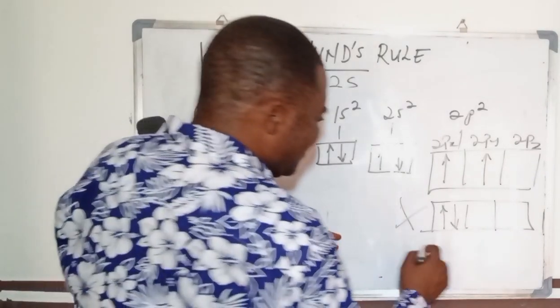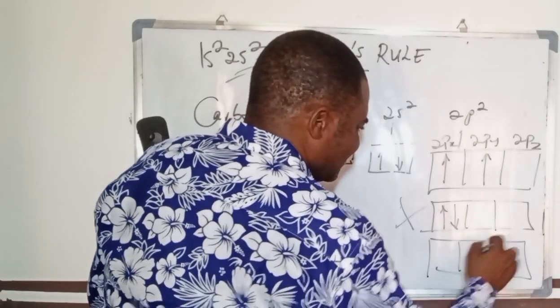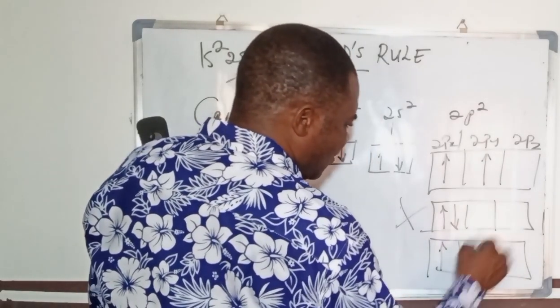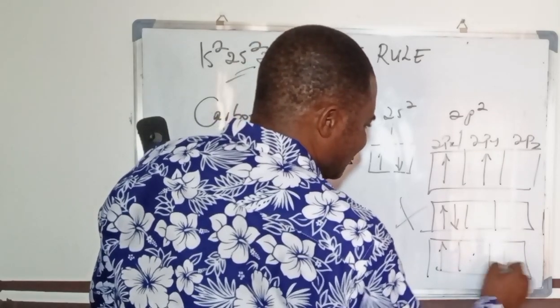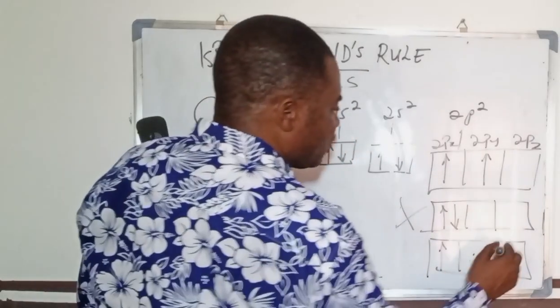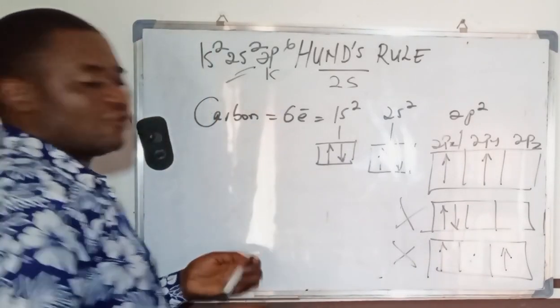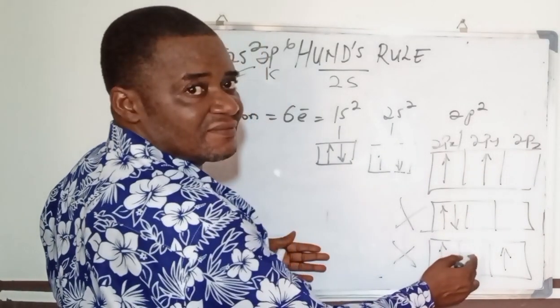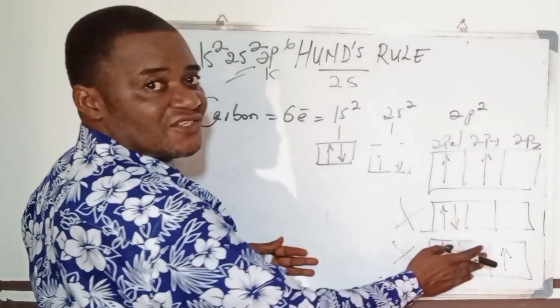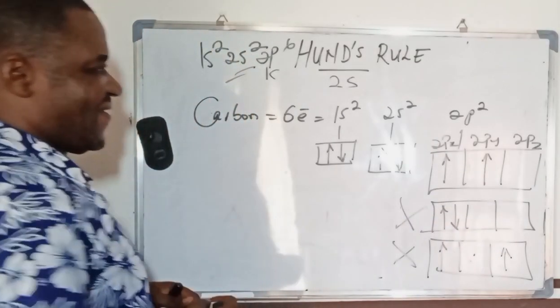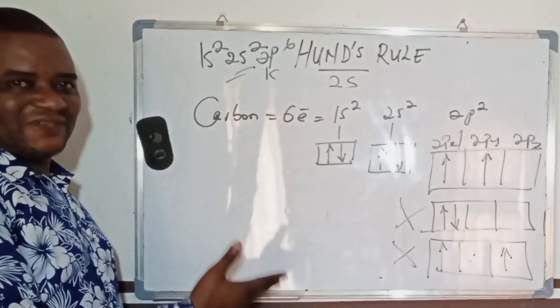Even if you had decided to have this, and then perhaps you jump this, and then you have this, you will still be wrong. Even if you decide to write it in this form, you will still be wrong, because you cannot jump the orbitals. They have the same energy. They will fill one after the other as they go. Alright, I'm sure you understood what we've done here.